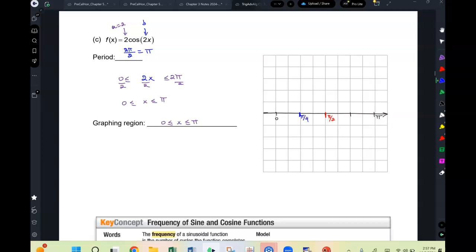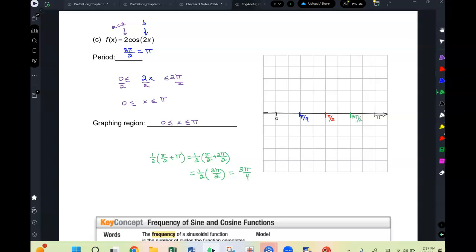Pi over 4. Fabulous. Okay, so this one is halfway between pi over 2 and pi. So that's halfway between pi over 2 and 2 pi over 2, which is 3 pi over 2. And then finally that becomes 3 pi over 4.